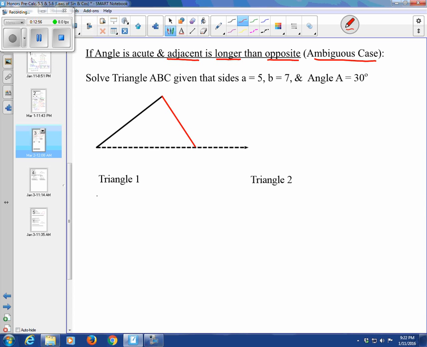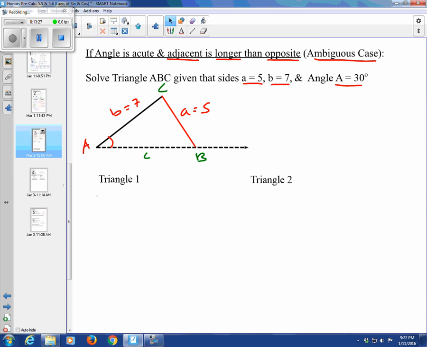And let's explore this. Right here, we've got our angle A is 30 degrees. We've got our side B is 7 and our side A is 5. So let's set this up. Here's our angle A. That means the side adjacent has got to be B, which has to be of length 7. And then our side A is going to be opposite our angle A, and that's going to be of length 5. Now again, we want to remind ourselves that angle C, side C, and angle B can be of any measure, right?